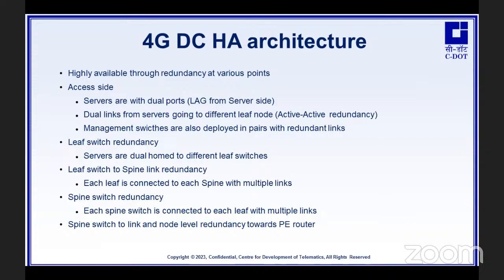Now the 4G data center high availability architecture. At the access side, you have the servers. The servers have dual ports. Say, in case of CP servers, you have 2 x 25G ports. One 25G will go to one leaf and the other 25G will go to the other leaf. Both these 2 x 25G links will be in bundle mode, that is LAG mode. Dual links from servers going to different leaf nodes give active-active redundancy.